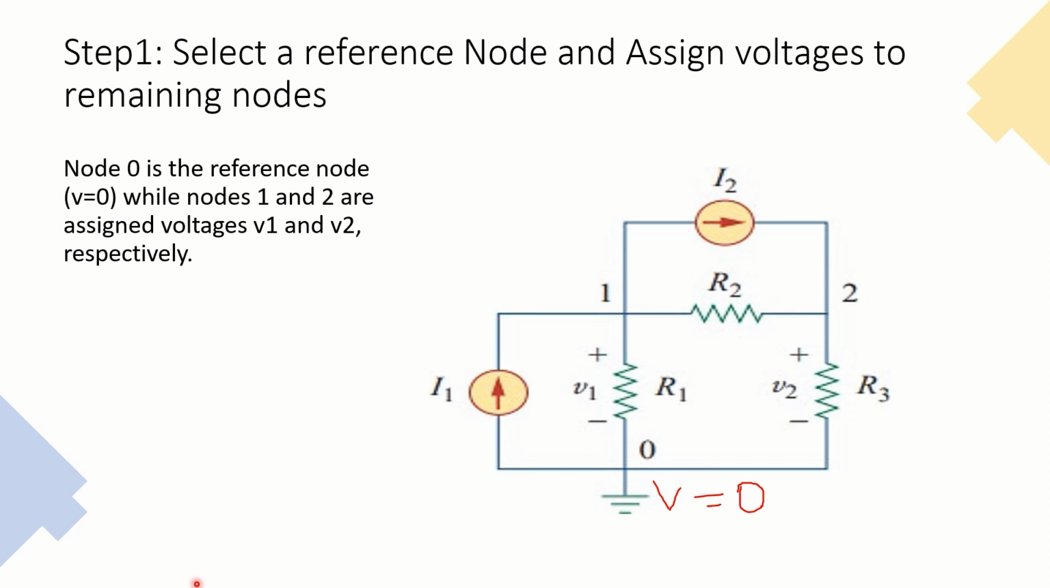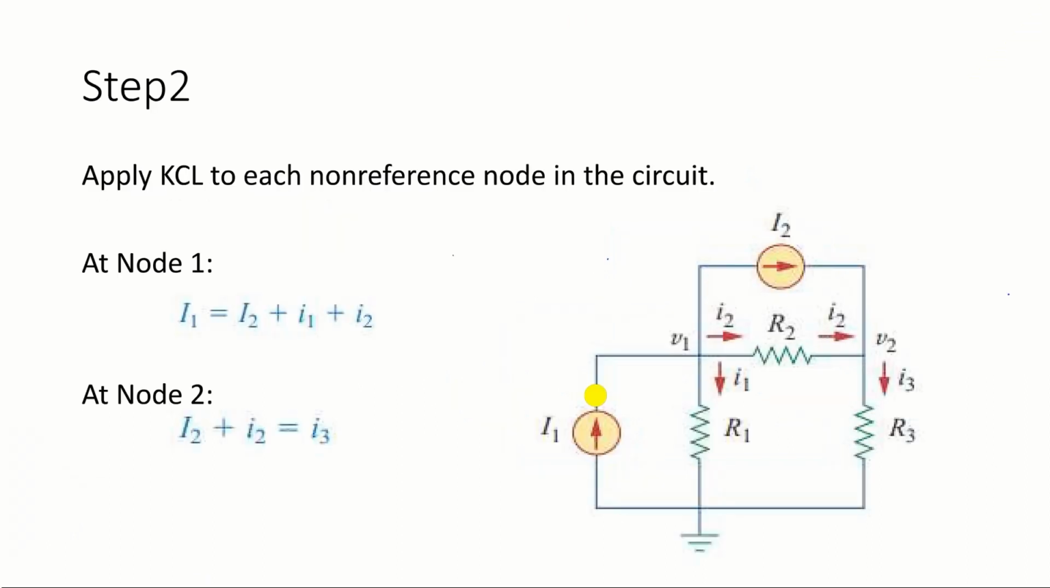Now let's move on towards the second step. The second step was to apply KCL to all the non-reference nodes. So first, let's look at node 1. What actually is happening at node 1? The current capital I1 is entering node 1, and the currents small I2 and small I1 are leaving the node, as you can see from this visualization.